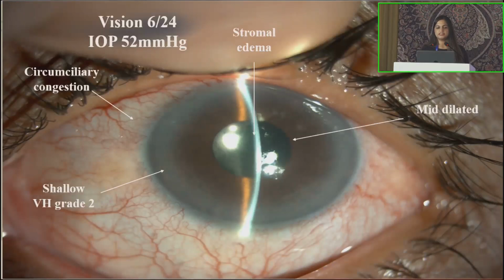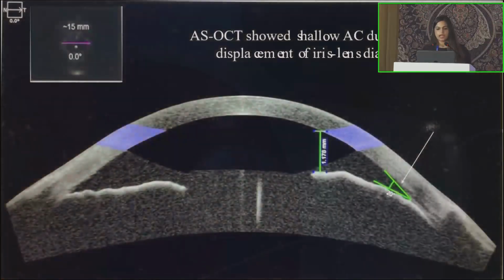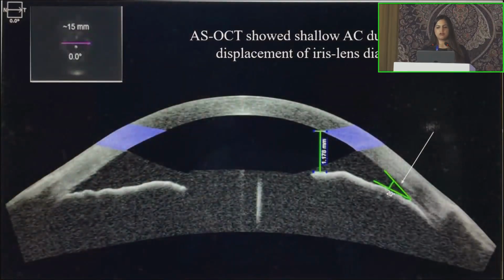We can see there is circumciliary congestion, the AC is shallow, there is stromal edema, and the pupil is mid-dilated. So we took her up for B scan, and upon B scan we saw the vitreous was clear and there were no aqueous pockets. And on anterior segment OCT we found the AC was shallow, which was due to the anterior displacement of the lens iris diaphragm.